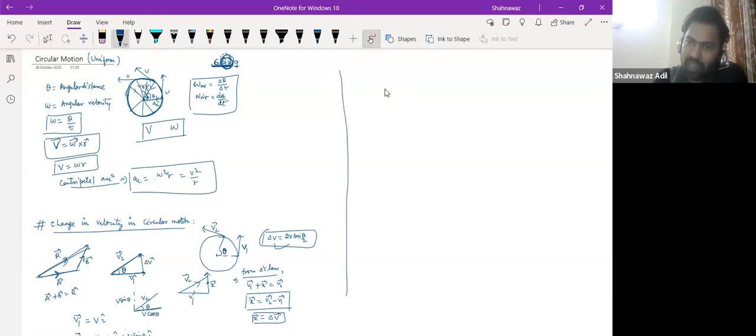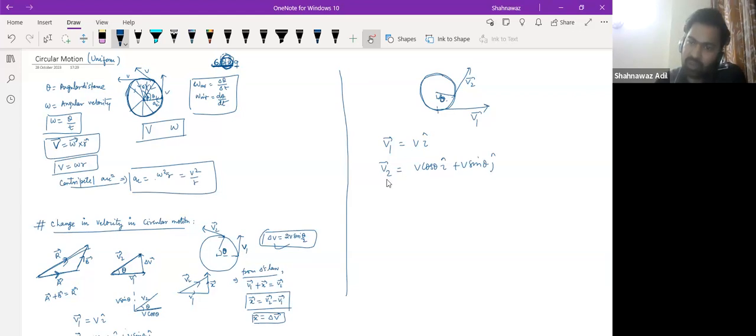So let's say the object is here, right? Initially the object is here, and now the object has reached this point. So it is making a theta degree angle, right? So the angle between them is theta. This is V2. If V1 is, let's say, V i hat, V2 is how much? V2 is V cos theta i hat plus V sin theta j hat. Right, so this is V2.